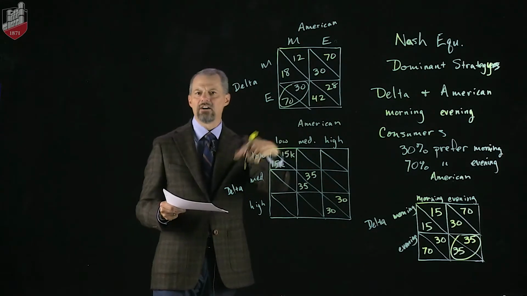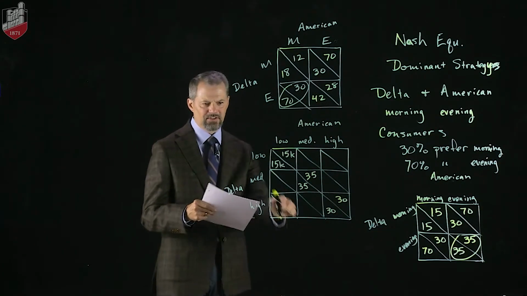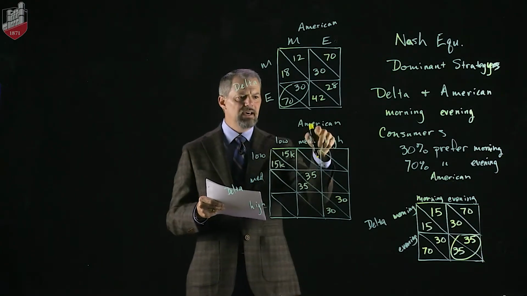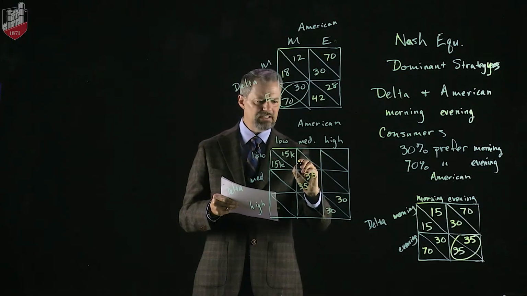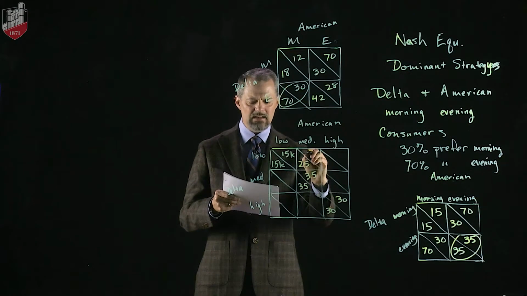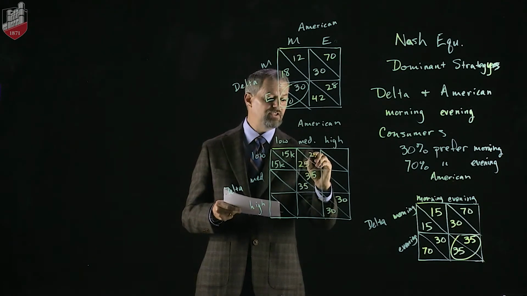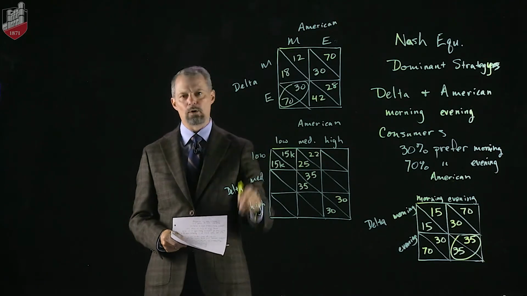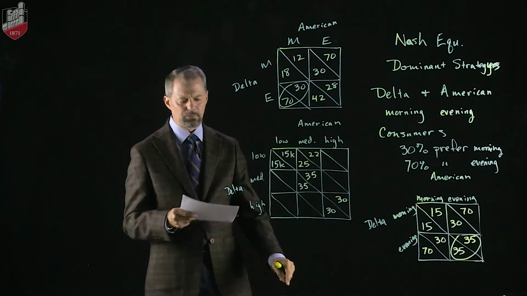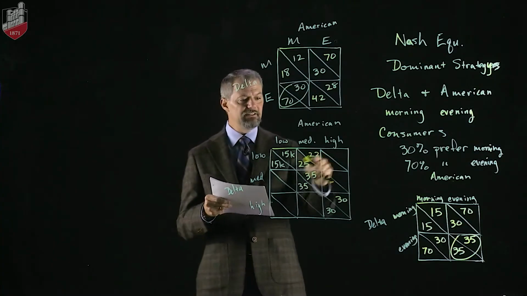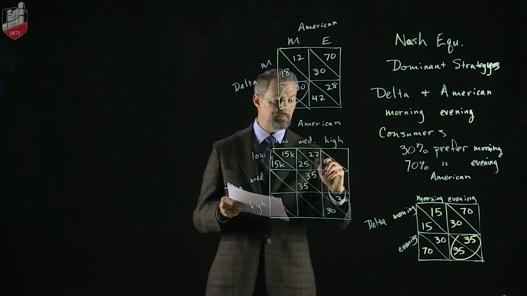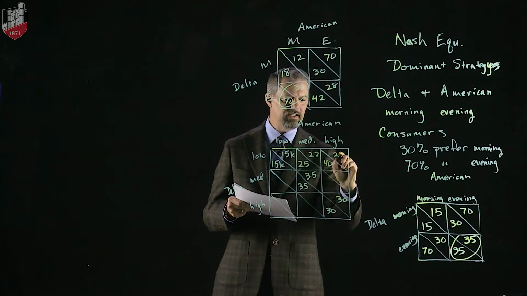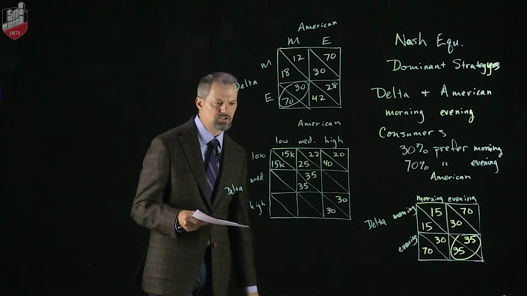And then let's put in these off-diagonal payoffs. Let's suppose that Delta charges a low price and American charges a medium price. Then let's suppose Delta gets 25 and American gets 22. So because Delta has a lower price, they're able to steal some market share. On the other hand, if Delta charges a low price and American has a high price, let's suppose Delta gets 40 and American gets 20. They steal even more market share.